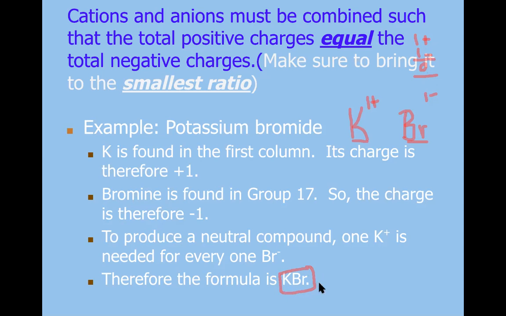You note it down. You don't have to write 1 after potassium. You don't have to write 1 after bromine. If you are not writing anything, it means there is only one atom. If it is 2 or more than 2, then we will write it as a subscript. Okay, we'll see a couple more examples.